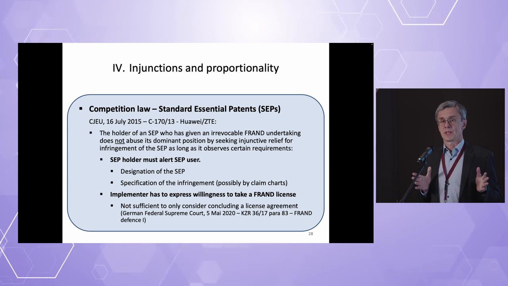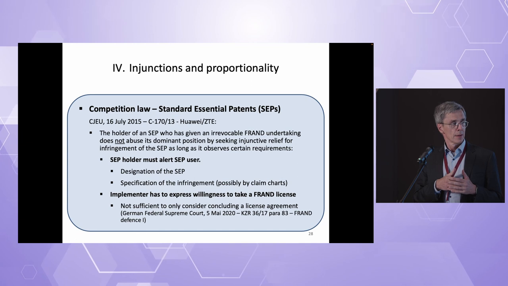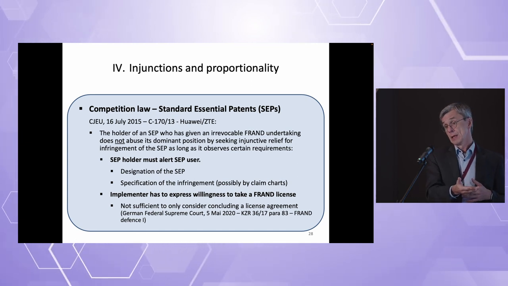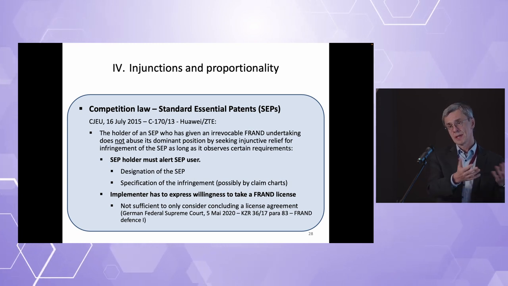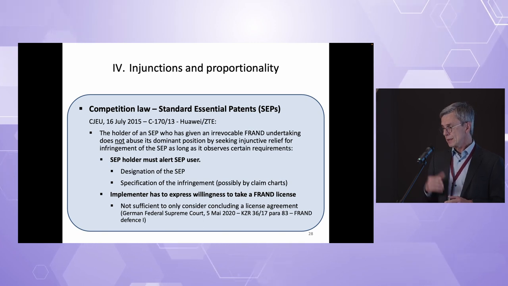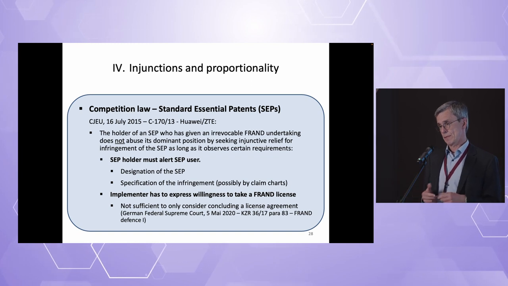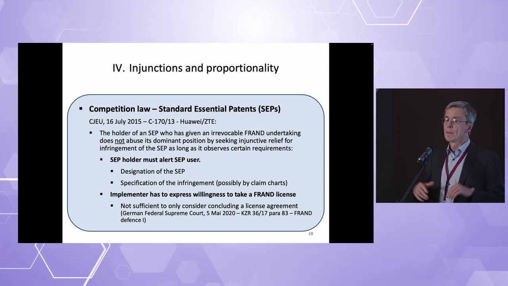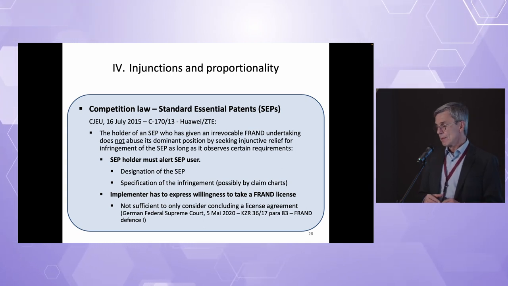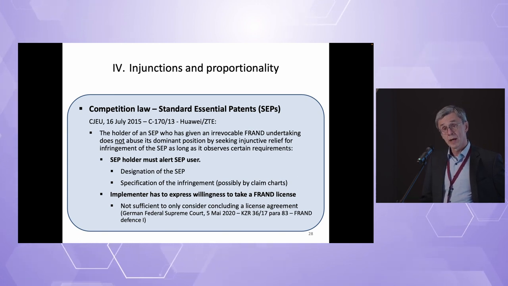So unlike the normal situation, when you infringe a patent, when you want to use a patent, you normally should go to the patent owner and ask, please give me a license. And then the patent owner can say yes or no. In this situation, implementers, so people who make use of a standard essential patent, may go on the market. It is still okay. But then the standard essential patent holder gets aware of the situation.